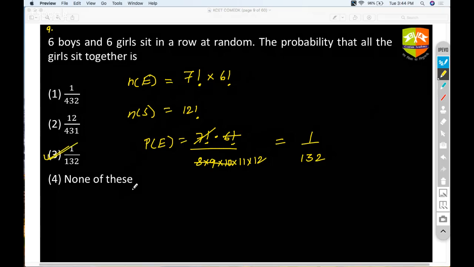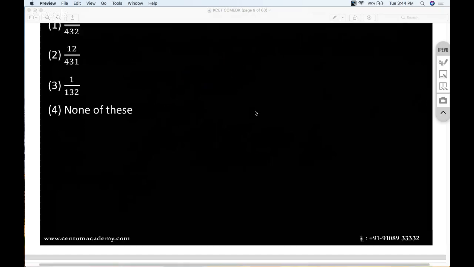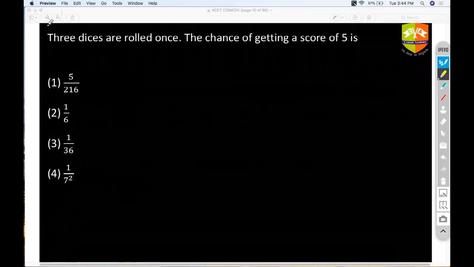Absolutely. So Saundarya was the first one to answer this. Guys, many people may forget the internal or intra arrangement of the girls. So this is important. Please do not miss out on this. So with this, we move on to the 10th question. Remember, we have to finish up 60 questions today.